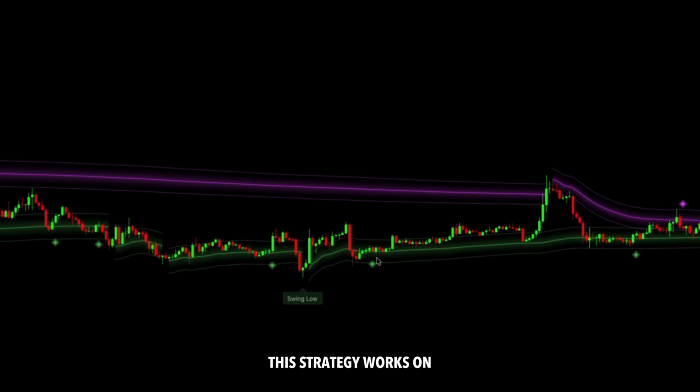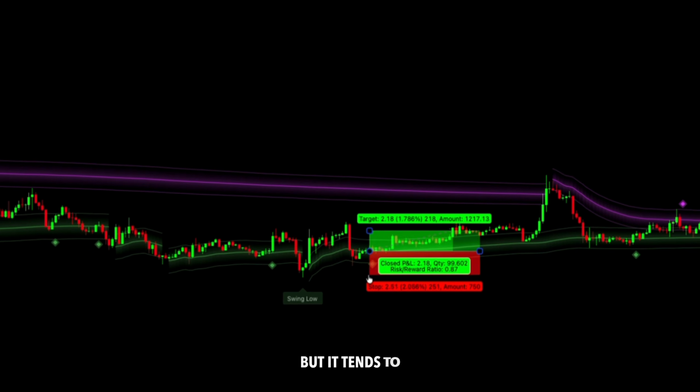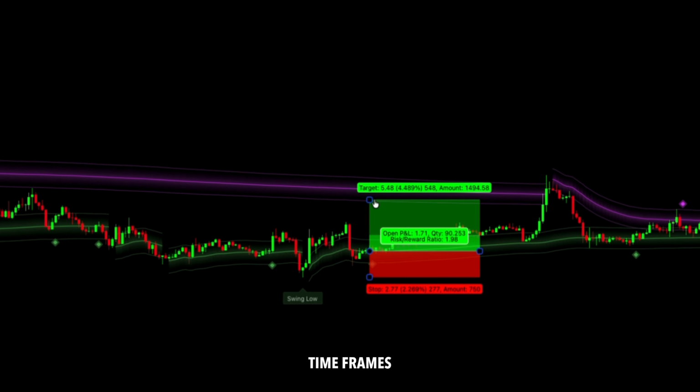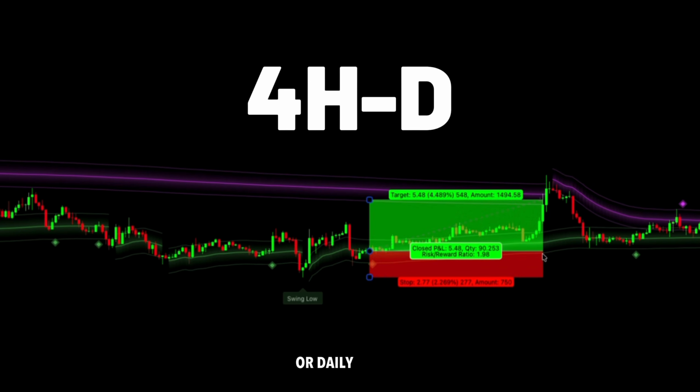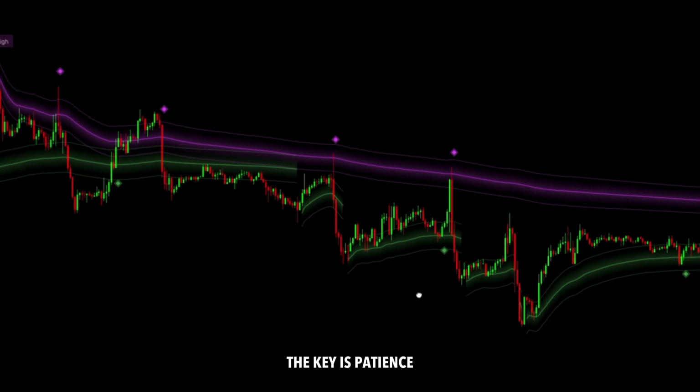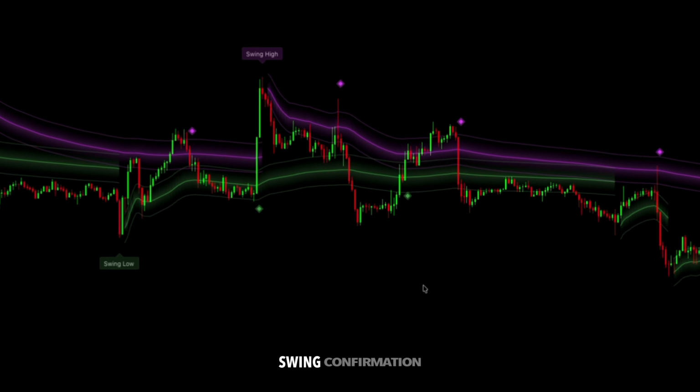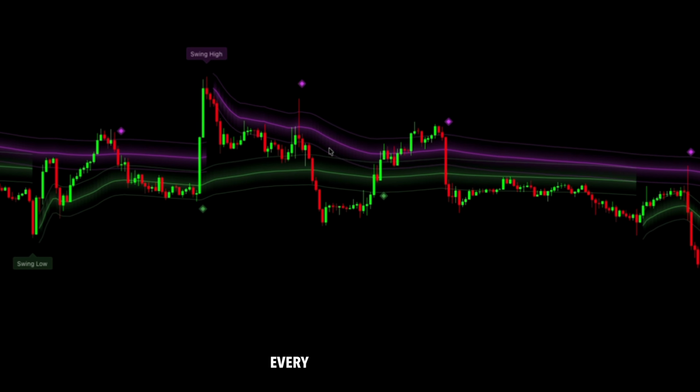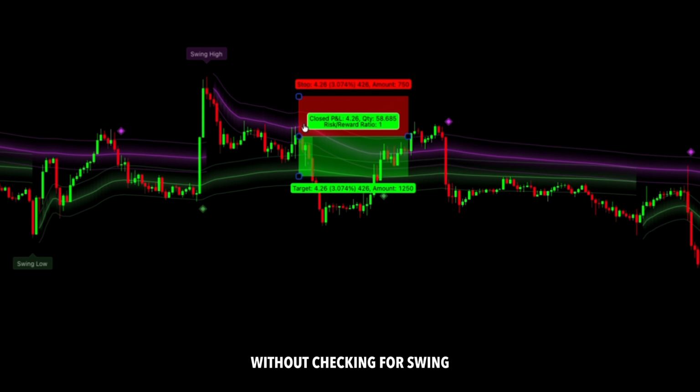This strategy works on all time frames, but it tends to perform best on higher time frames, like the 4-hour or daily charts, where swings are more reliable and noise is reduced. The key is patience. You must wait for swing confirmation. If you jump into every rectangle signal without checking for swing labels, you will get chopped up in consolidations.